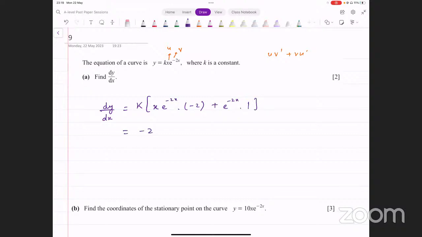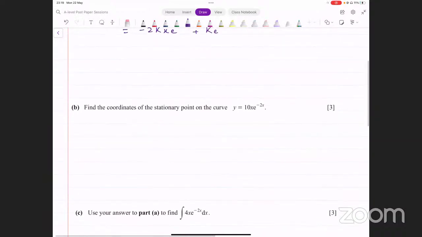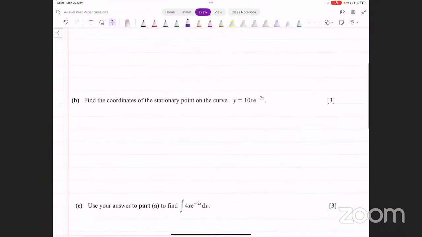So we have -2k into x e raised to power -2x plus k e raised to power -2x. That is what the derivative here turns out to be. Okay, that's the first part. Let's move on. Let's just find the coordinates of the stationary point of this curve.